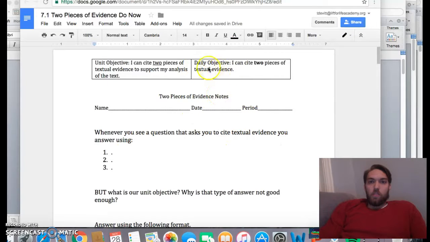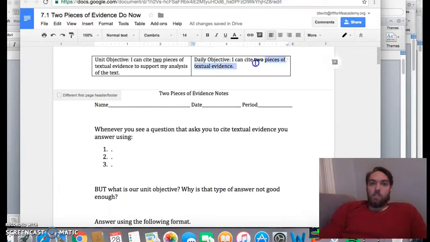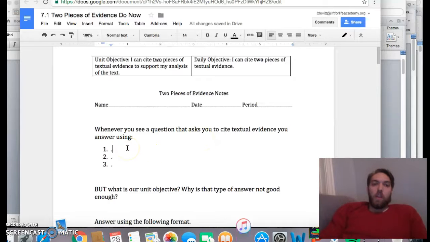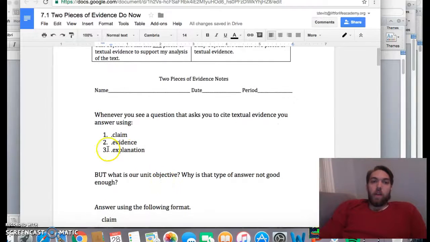So here are your notes for today's daily objective of being able to cite two pieces of textual evidence. So how is this different from our objective the last couple of days? Well, the difference is now you have to cite two pieces instead of just the single piece that you've been expected to do before. So the first piece of this, whenever you see a question that asks you to cite textual evidence, you know this was your quiz last time. You answer using the claim, evidence, explanation format. Okay, and remember your explanation is supposed to kind of paraphrase the evidence. It kind of explains why this evidence is important.